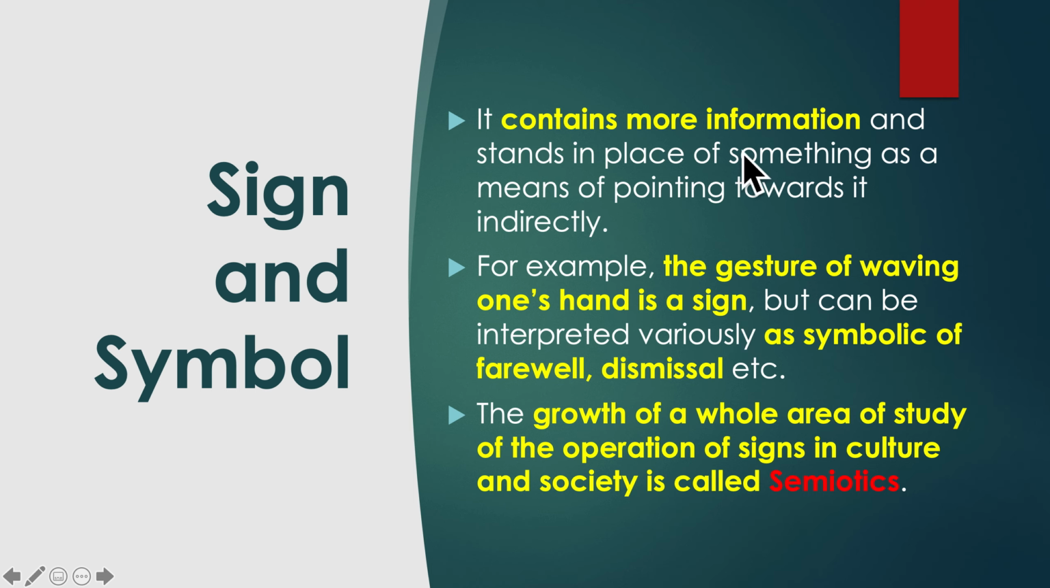It contains more information. It here refers to symbol. It contains more information and stands in place of something as a means of pointing towards it indirectly. So, symbol contains more information and symbol stands in place of something. That is, it refers to something. It points towards something indirectly, not directly.